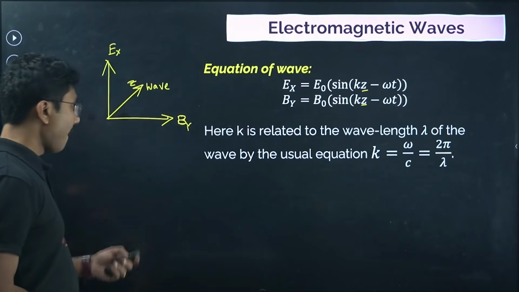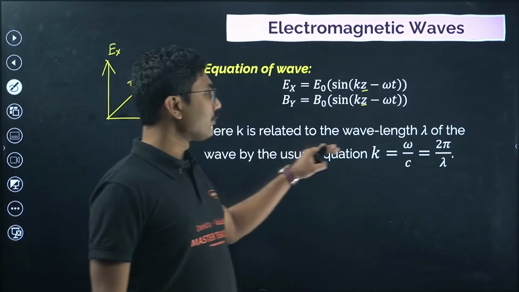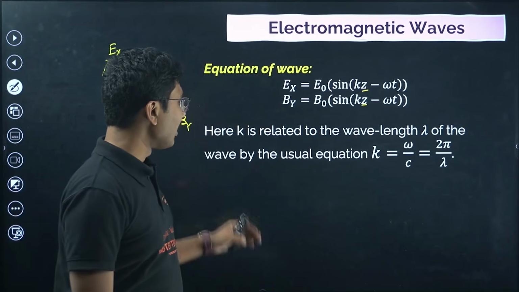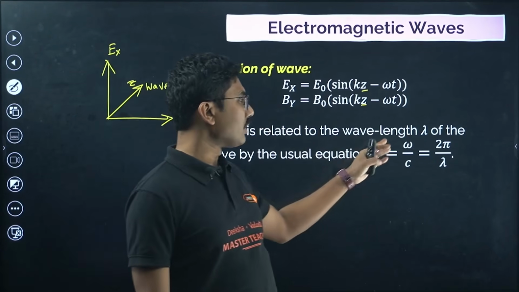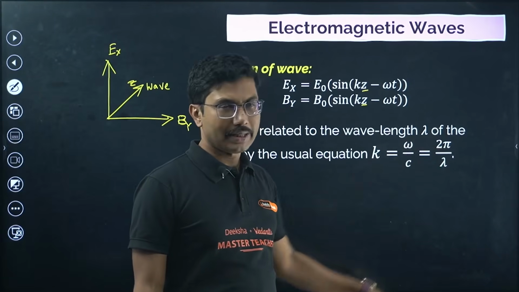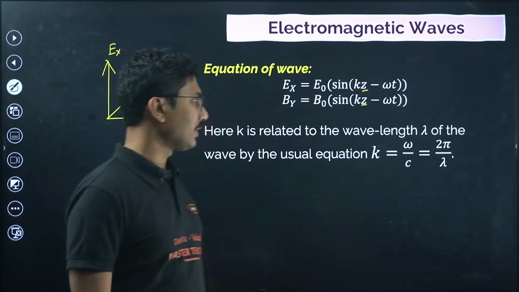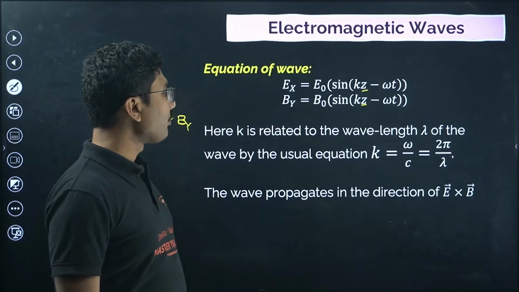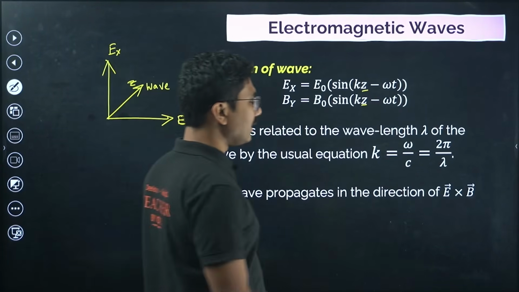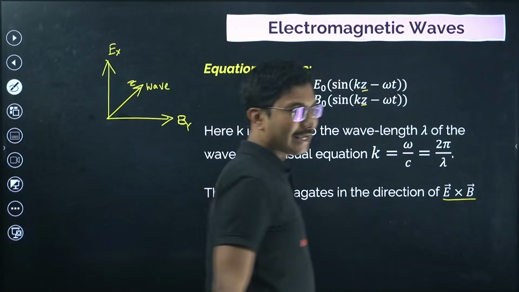Okay. Here k is related to the wavelength lambda and the speed of light by the equation k equals omega by c equals 2 pi by lambda. So k, omega, c, lambda, they are all related to each other. The wave propagation in this case is in the direction E cross B, that is the z direction.